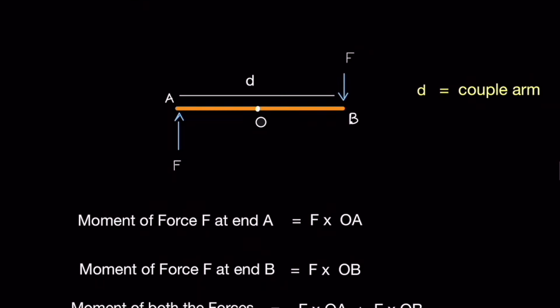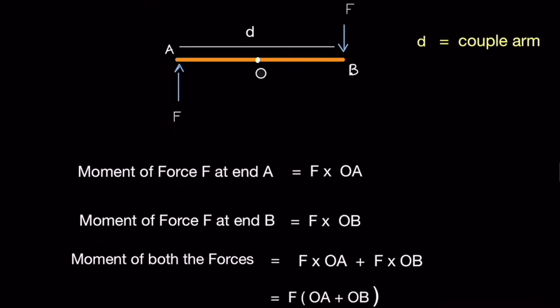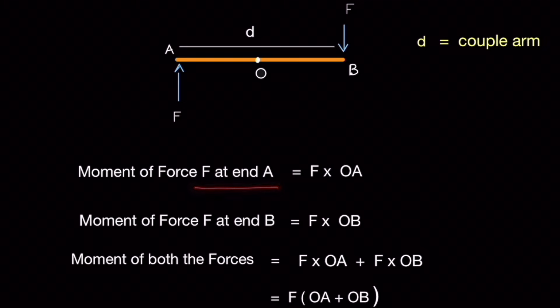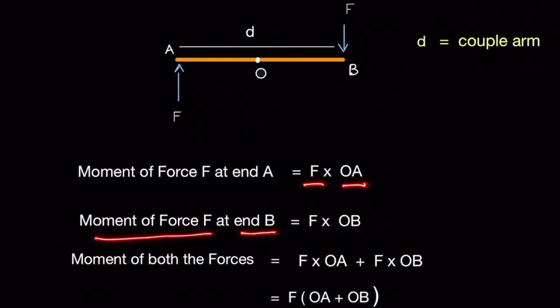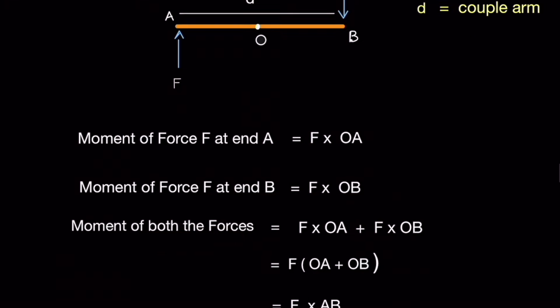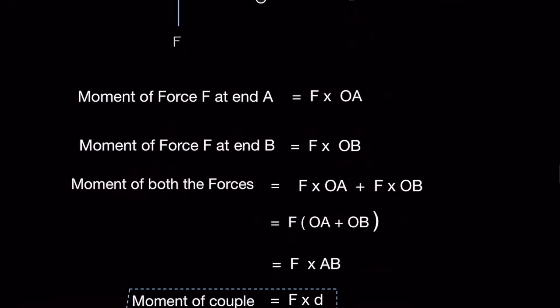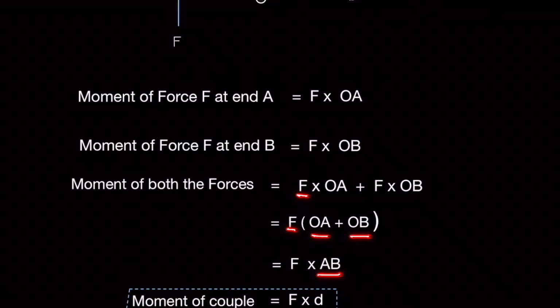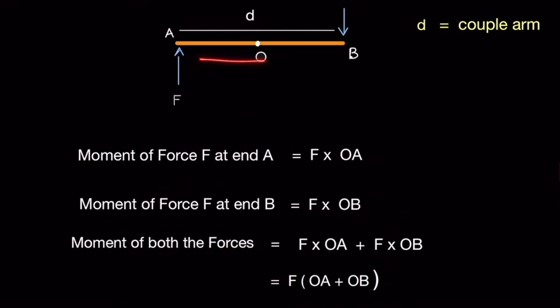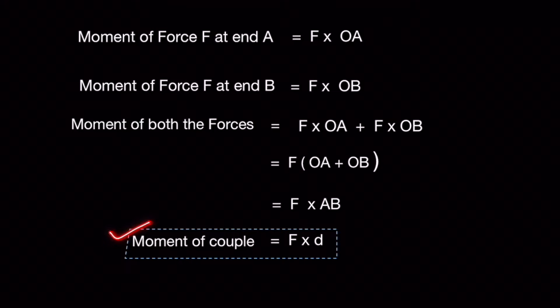So same thing, here it is mentioned, moment of force at end A is F into OA and the moment of force at end B is F into OB. So total moment of force is F into OA plus F into OB. So F we can take common, OA plus OB is equal to total distance AB. So moment of force formula is F into D. So this is the formula.